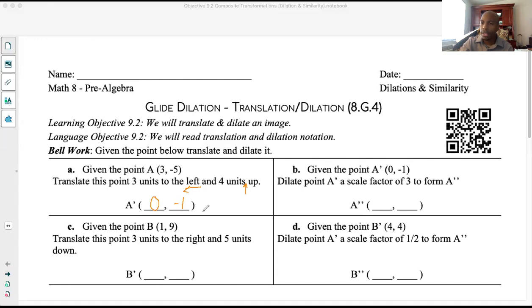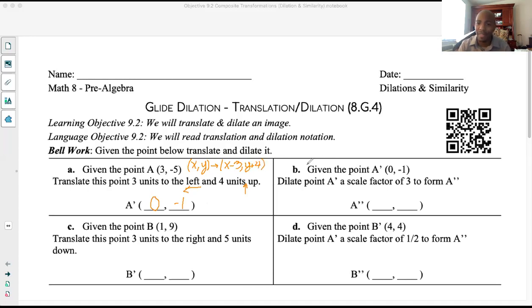Okay? Now, I want to pause it. If you got that, great. If you're still a little unaware of it, remember translation always ends up going like this: (X, Y) goes to, in this case, (X - 3, Y + 4), because we're going to the left, X - 3, and then Y + 4 because we're going up. Okay? Now look at B.